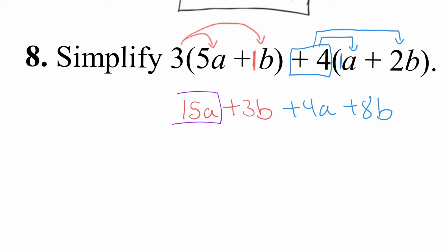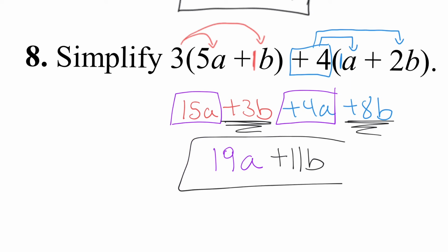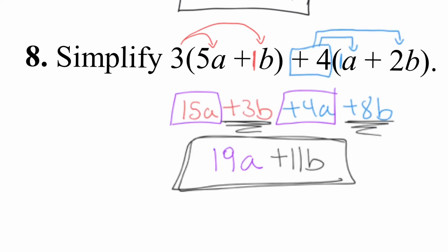There's a 15a here and a positive 4a over here. So you guys are going to add 15 plus 4. That's going to be 19a. And we have the b's. So positive 3b plus 8b. That's going to be positive 11b. These are not like terms, the a and the b. So my answer is 19a plus 11b.